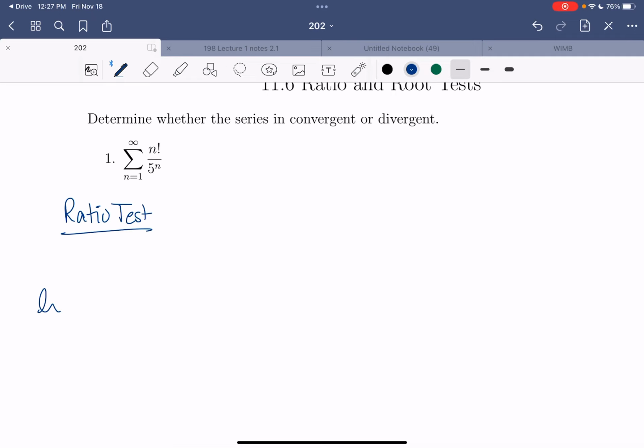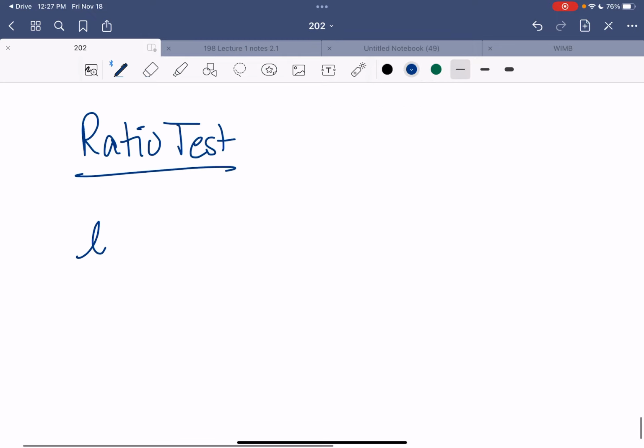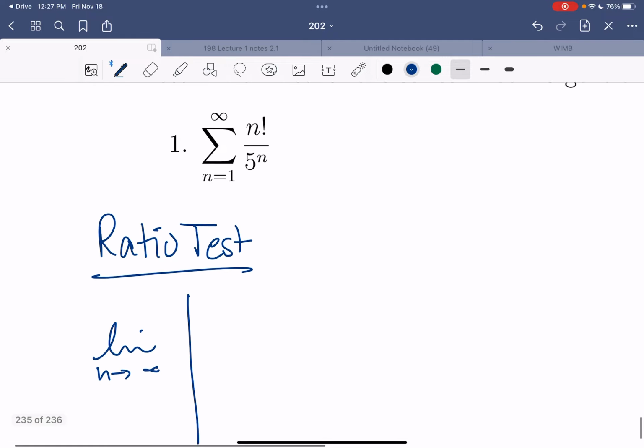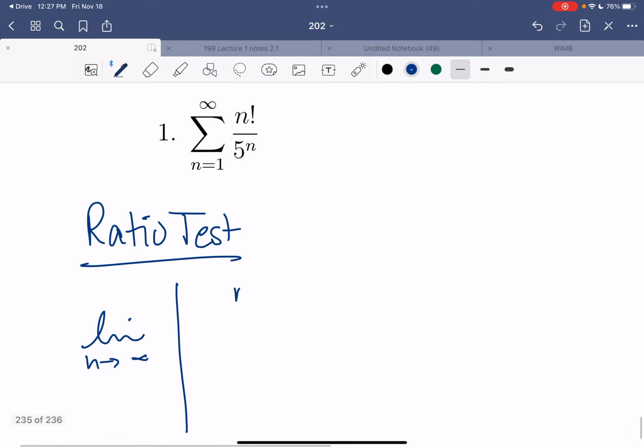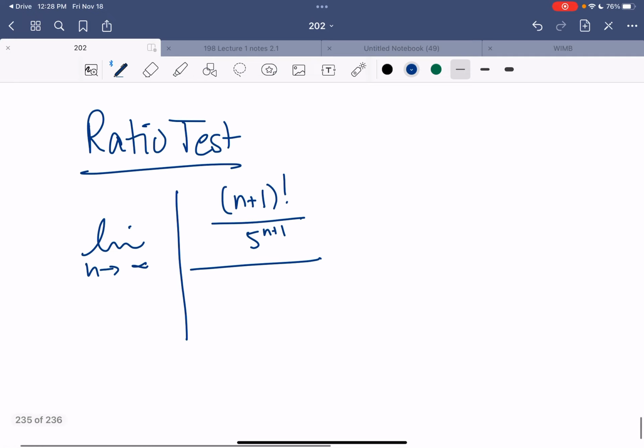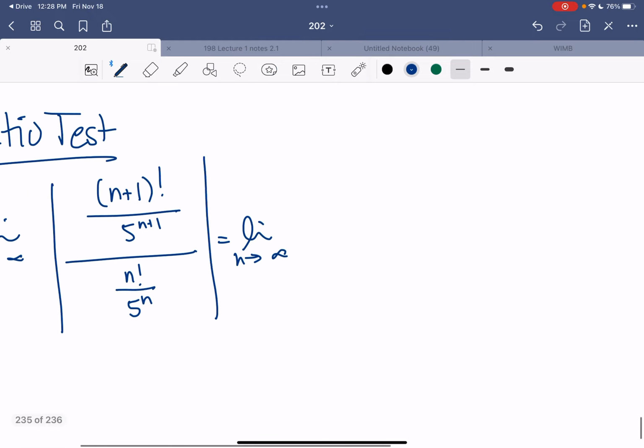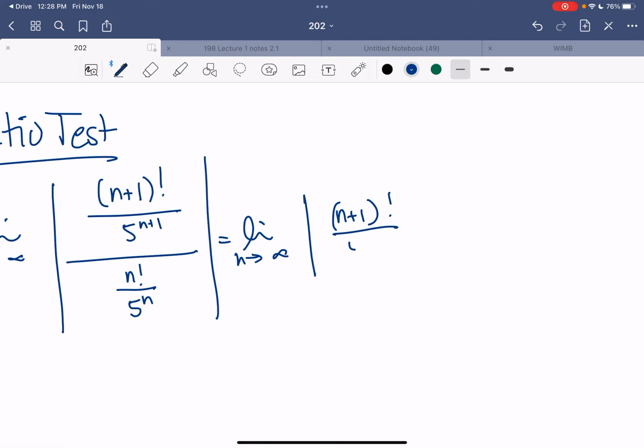Which means I'm going to look at the limit as n goes to infinity of the absolute value of the ratio. So in the top, I replace my n with n plus 1. So this is n plus 1 factorial over 5 to the n plus 1. On the bottom part of the fraction, I keep the original, n factorial over 5 to the n. So the first thing I'm going to do is flip this. Flip the bottom one up.